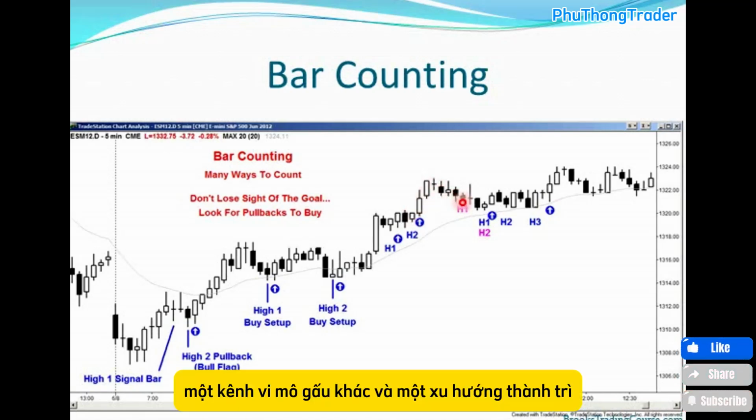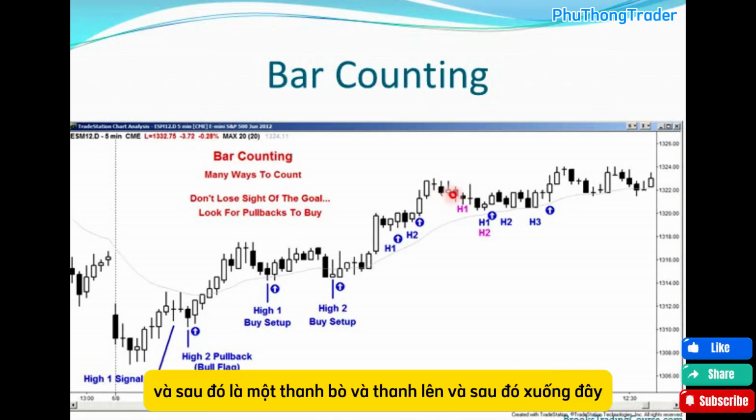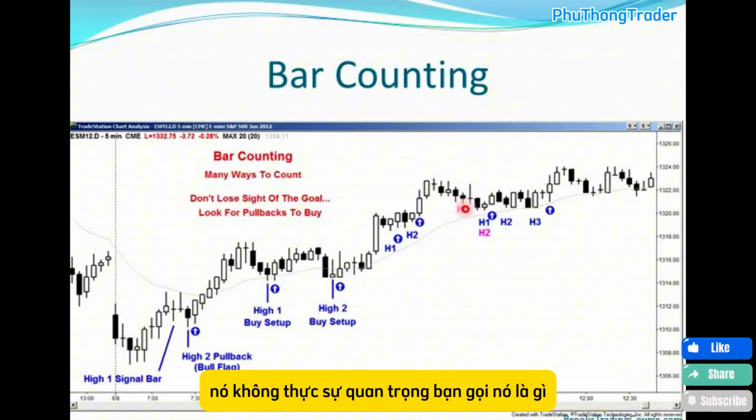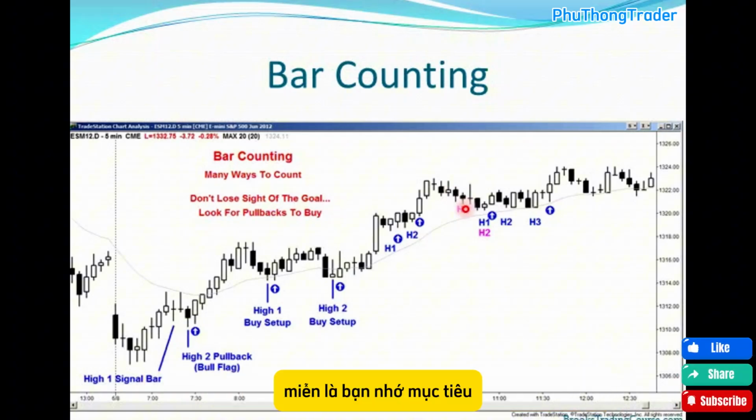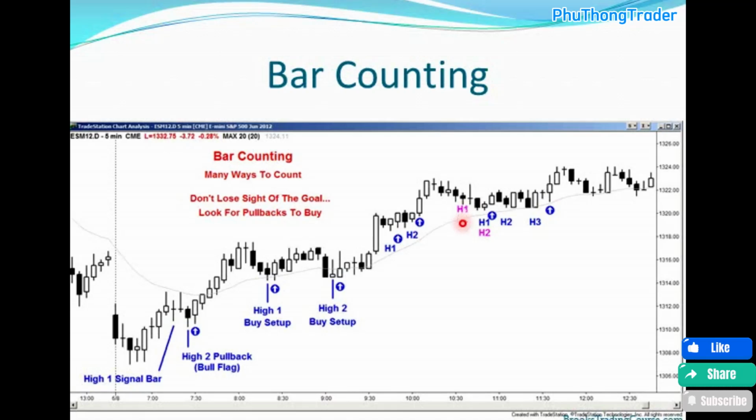Another bear micro channel and a strong bull trend, and it's a high 1 buy setup. You could also call this a high 2. We have a bar down here, and then a bull bar, an up bar, and then down here. It doesn't really matter what you call it, as long as you remember the goal. The goal is to find setups that will allow you to enter in the bull trend.